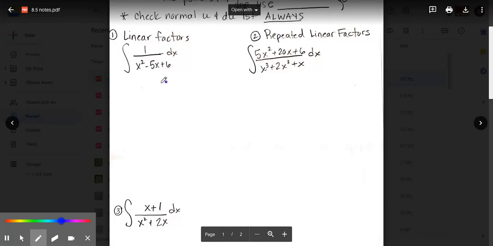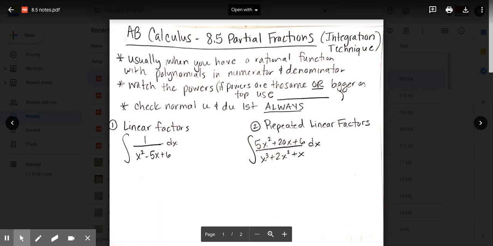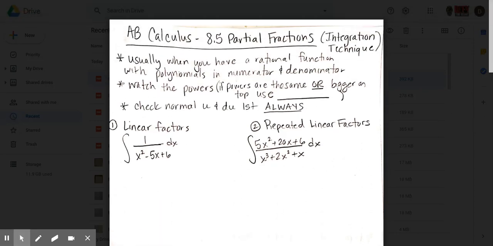All right, so today we're going to learn another integration technique called integration by partial fractions. This is usually when you have a rational function with a polynomial in the numerator and a polynomial in the denominator. You just want to make sure the old methods don't work, like checking normal u and du, where you try to make u the denominator and du ends up being the numerator, except for maybe a number. Always check that first, and then watch the powers.